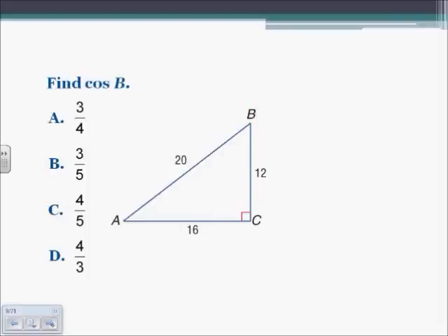Cosine of B. Cosine is the adjacent over the hypotenuse, so therefore that's 12 over 20. Take out the 4's, and we're left with 3/5. And that is B, 3/5 for the cosine of B. And lastly, tangent of B, opposite over adjacent, 16 over 12, simplifying to 4/3, or D.